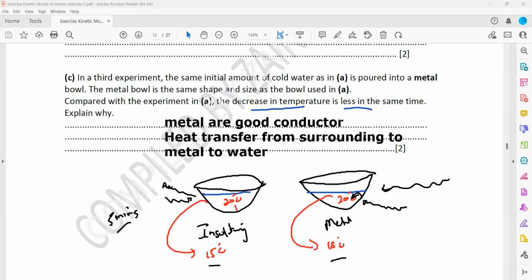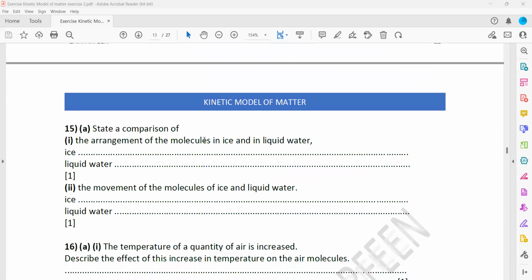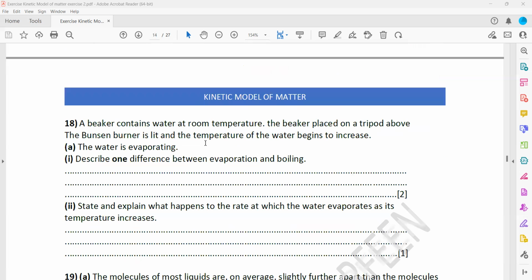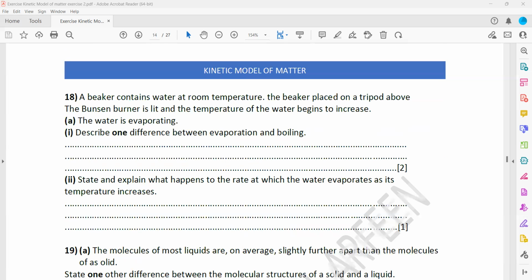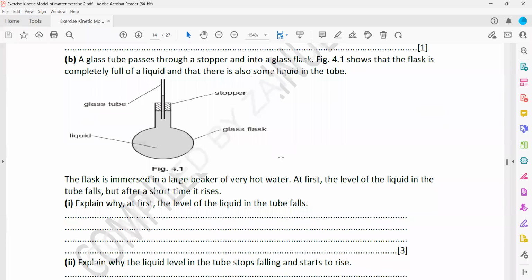Next is page 14, question 19b. The first thing is we are supplying the heat energy. So when we supply the heat energy, what will happen? The flask will expand. Because the heat is transferred directly to the flask, when the flask is absorbing energy, the flask will expand.